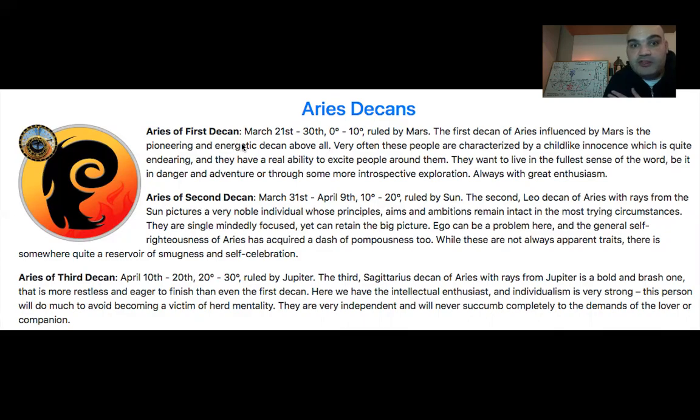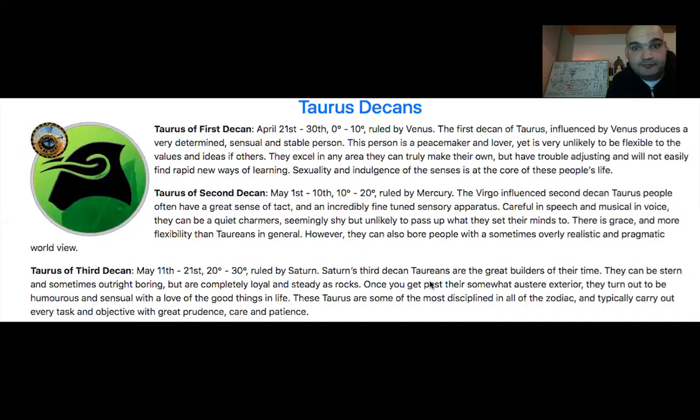the first decan of Aries is Mars, which is a fire sign. The second decan is ruled by the Sun, which rules Leo, which is a fire sign. And the third decan is ruled by Jupiter, which also rules a fire sign, which is Sagittarius. So that's how it works. The correspondences are made by the same signs with the same element.